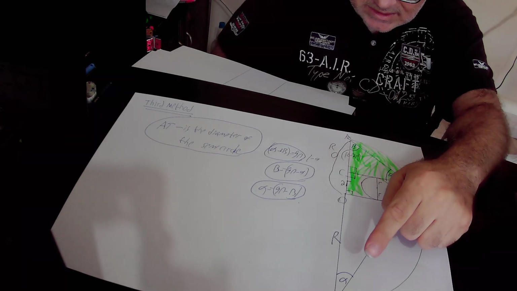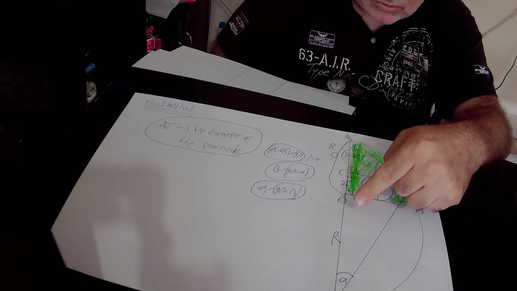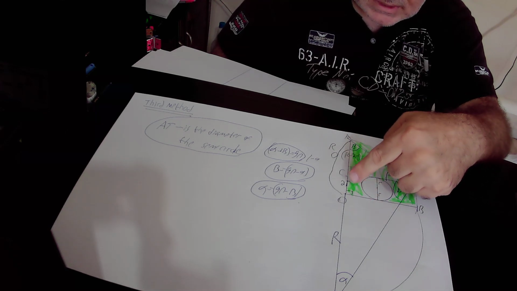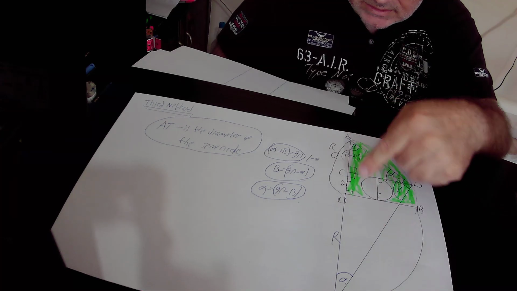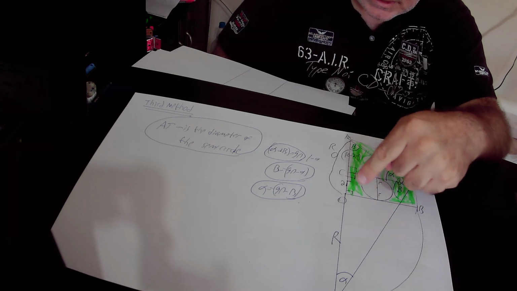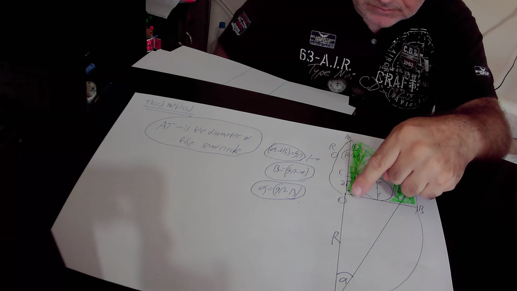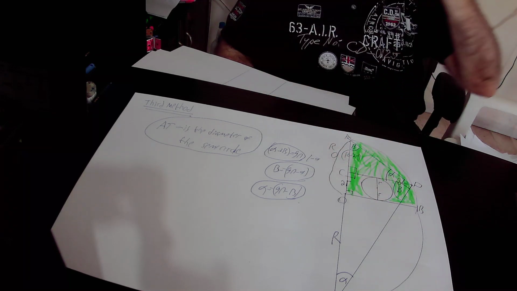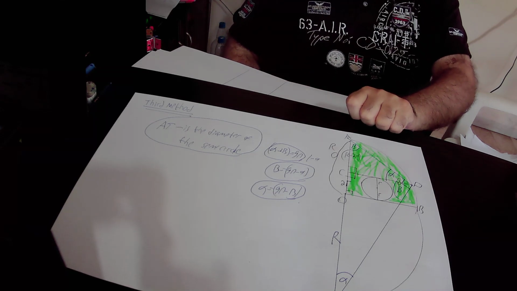So AT is a straight line that is equal to R plus R, that is 2 times capital R, and it passes through the center of the semicircle, that is to say it passes through point O. Therefore AT must be the diameter of the semicircle. Why?